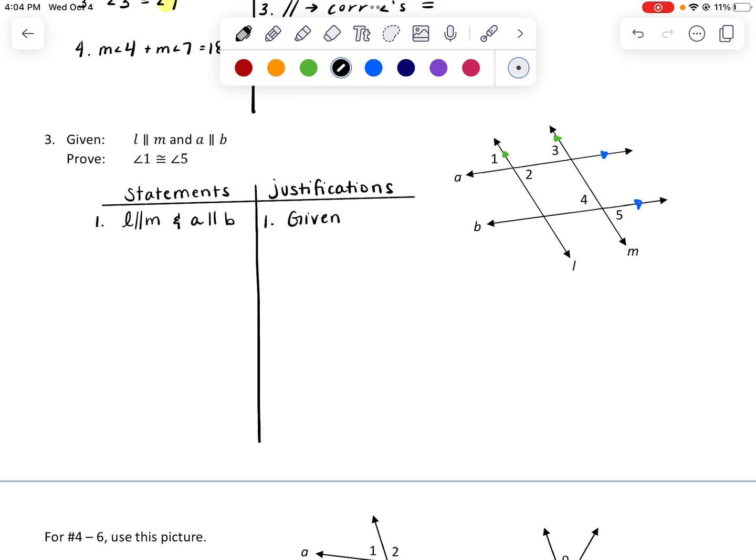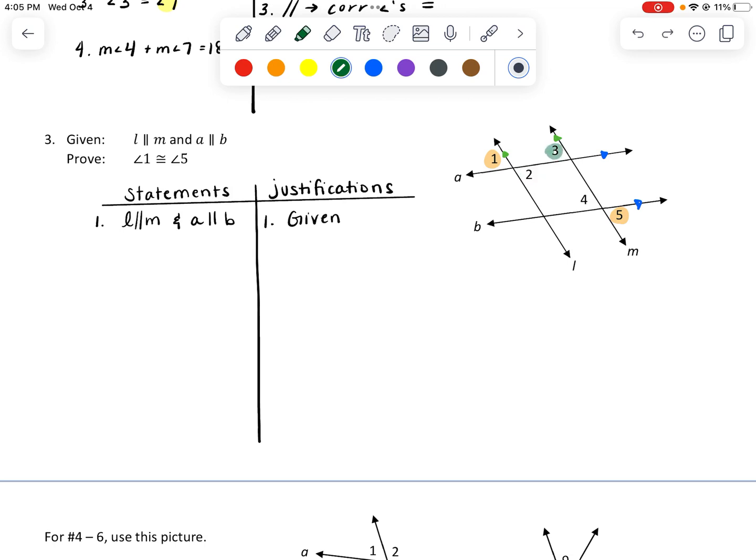Okay, and again, I like to try to find where my connections are before I start my proof. So I am trying to show that 1 is congruent to 5. Now there are a lot of numbers to pick from, but if I relate 1 to 2, 2 can't really relate to 4 or 5. It's not really on the same transversal, so that doesn't help.